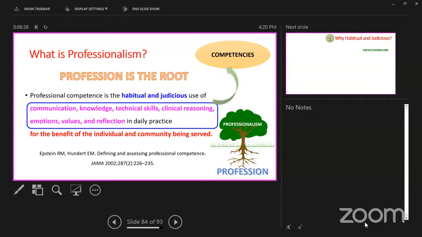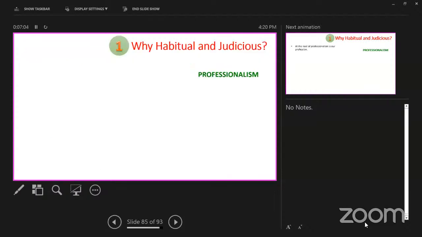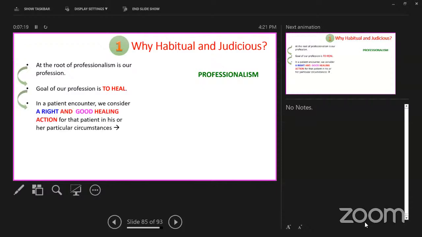So I'm just concentrating on this: what is habitual and judicious, which is really important when you are commencing your internship. As I've told you, at the root of professionalism is our profession. The goal of our profession is to heal. And in a patient encounter, consider a right and good healing action for that patient.